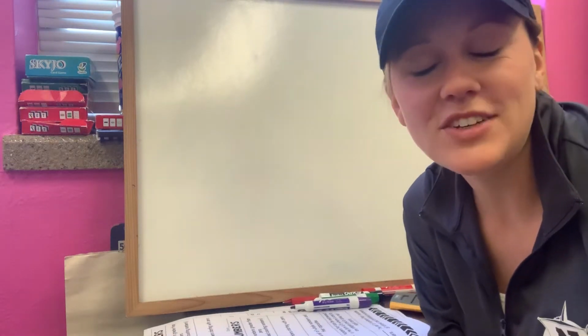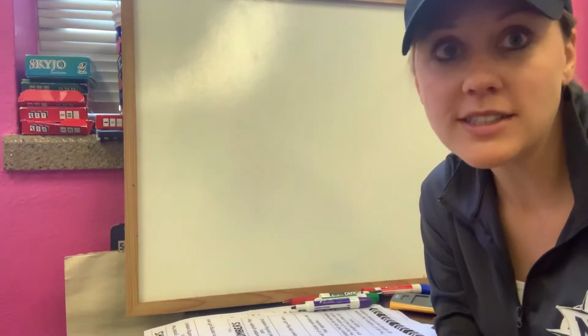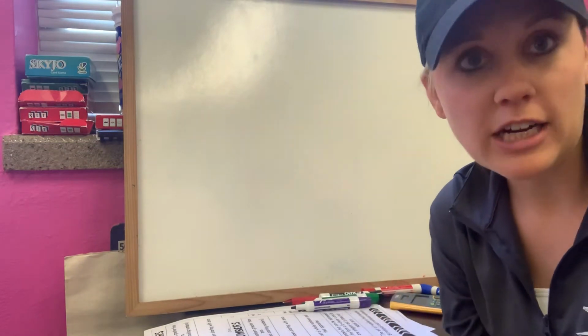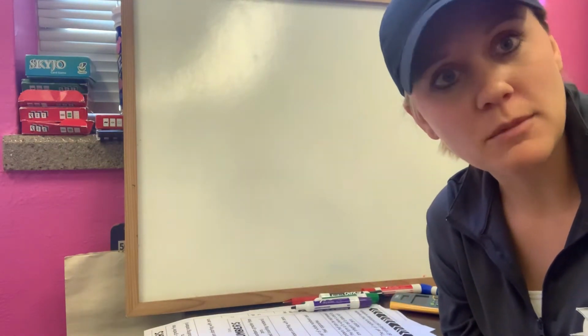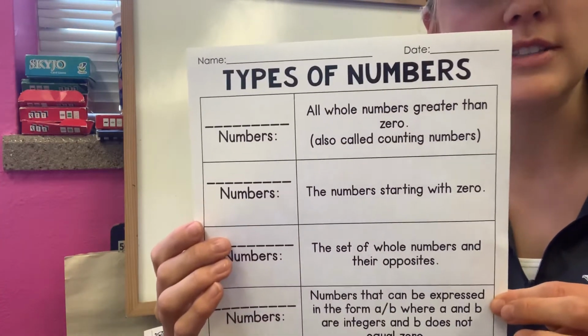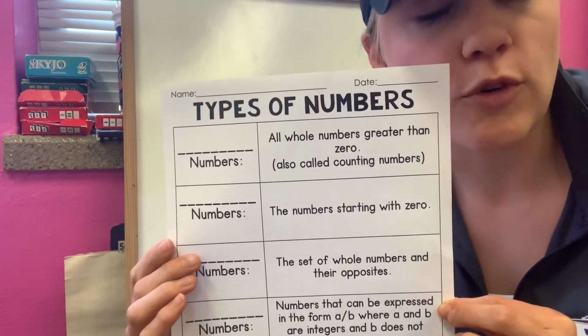Okay, this is our next unit. It's all about irrational numbers. But before I get into what an irrational number is, we're just going to talk about numbers in general. So what I'd like you to do is print this paper out. It's just called Types of Numbers, and I'll put it in the folder below.